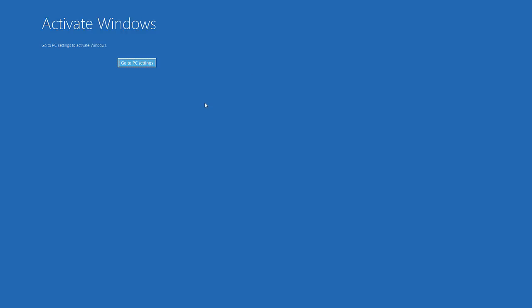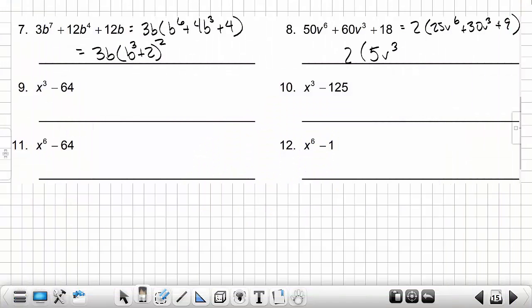Activate Windows. Richard's still happy about seeing that activate Windows like a year and a half later after having me as a student. He still loves seeing it.